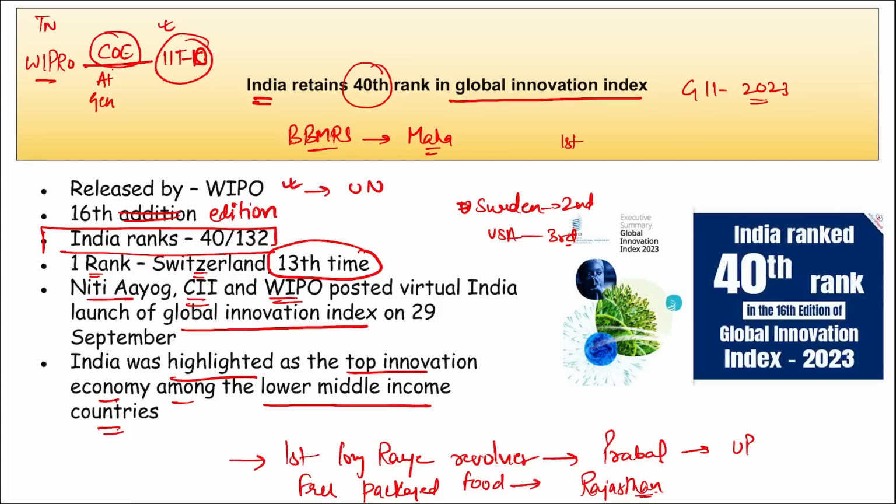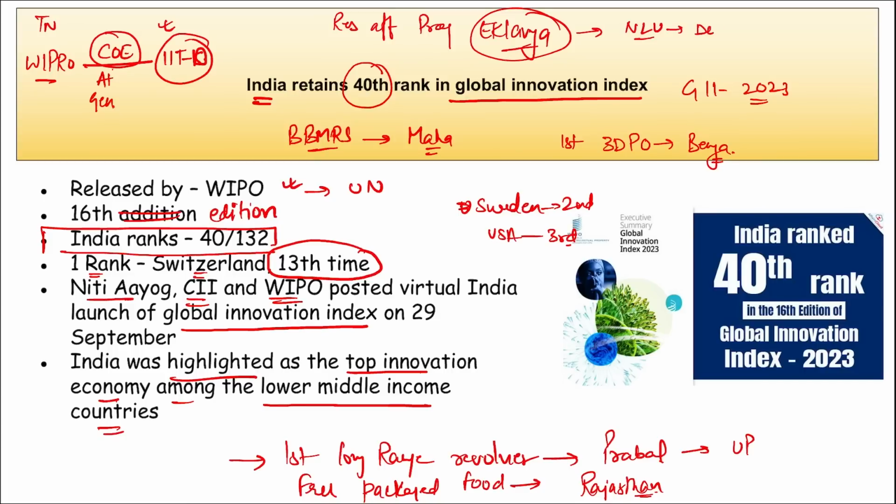And the first 3D printed post office is located where? It is in Bangalore. Then there was a research affiliated program by the name Eklavya. This research affiliated program Eklavya was launched by which university? It was launched by NLU Delhi, that is your National Law University Delhi. And then there is Operation Broader Sword. This Operation Broader Sword was between which two countries? It was between India and USA.